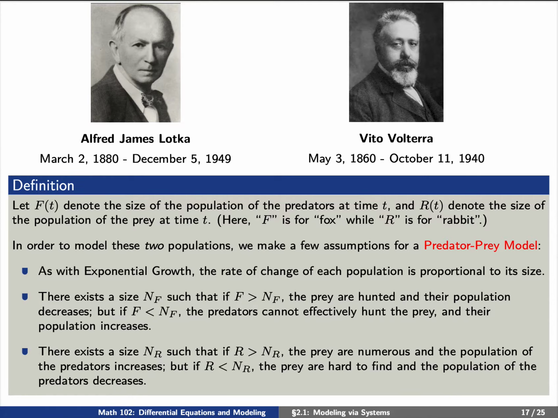Similarly, there should exist a number n_r, such that if the number of prey is large enough, then the prey are numerous, and the population of predators will increase. However, if the size of the prey is small enough, then the prey will be hard to find, and the population of the predators will decrease.